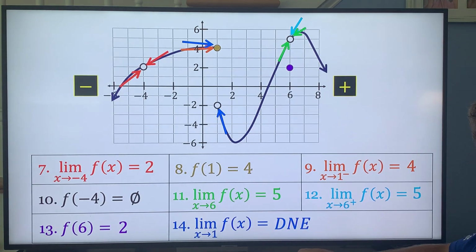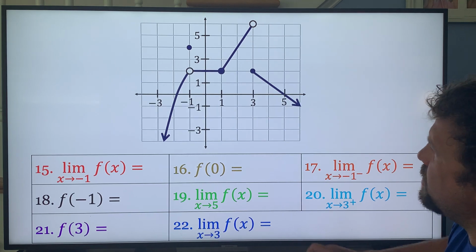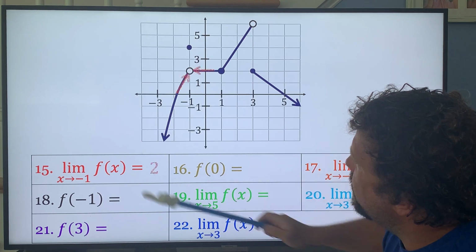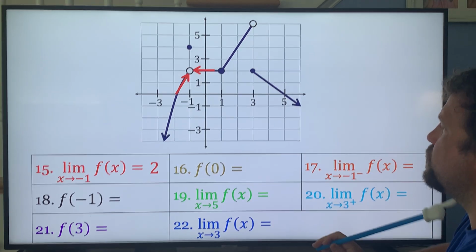Boom. Last one. Ready? Numbers 15 through 22. All right. Limit as x approaches -1. There's -1. We want the limit. From the left and the right, they both approach the same number. That number happens to be 2.